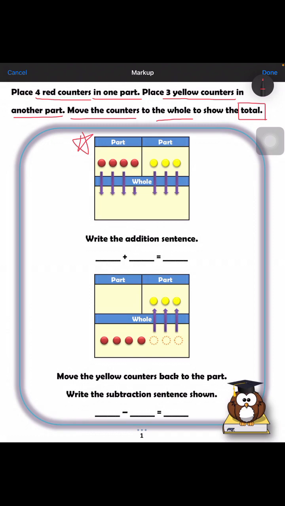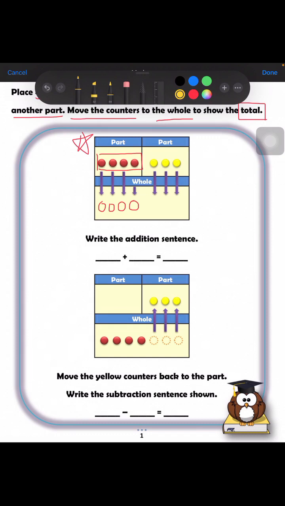Here are 4 red counters, so we move these 4 counters to the hole. And then here in the pot there are 3 yellow counters, so we move it to the hole. And now, do you know how many counters are in the hole? Yes, 7. Okay, let's write the addition sentence together.